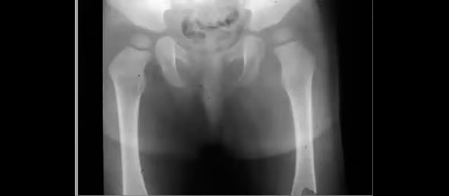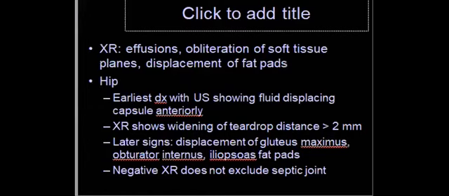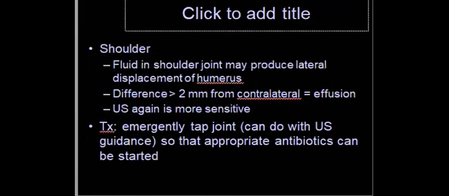So septic arthritis typically affects the big joints in children, and the organism is Staph aureus. You know the route of spread: metaphysis, then epiphysis and joint space, and it can also come from direct spread or adjacent osteomyelitis. The most important modality will be ultrasound, and it can be in the shoulder as well.